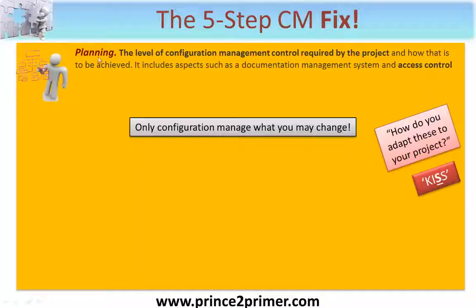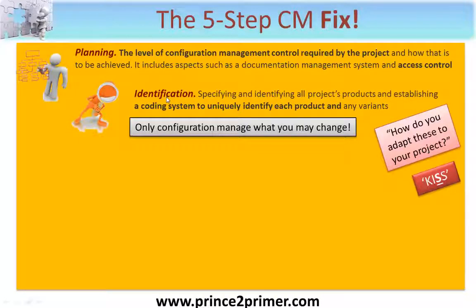The first step is called planning, and it's where the level of configuration management control that is needed by the project is first thought about, and how such a level of planning is to be achieved. The next step is identification. This is where you specify and identify all of your project's products.